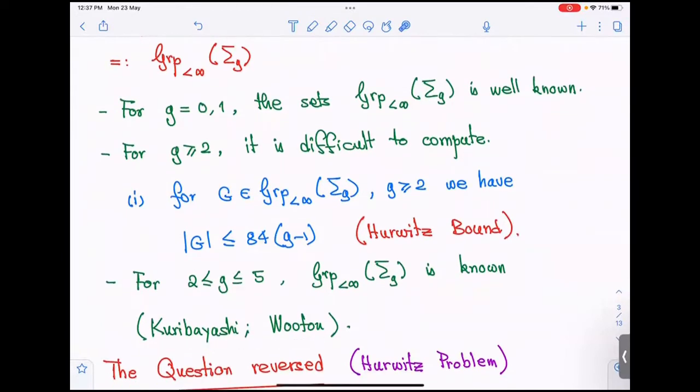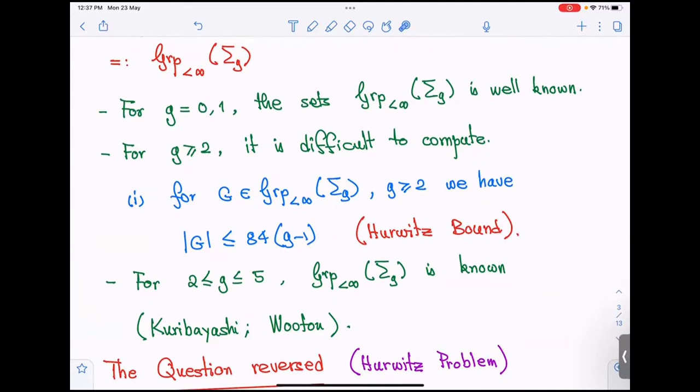I don't remember the years. Kuribayashi, and a separate paper by Wooten. They probably covered up to genus 4 in one paper, and then there was a desperate attempt to cover all possible groups, or list all possible groups, of genus 5. And at that point, people realized that this is a very big challenge. Like from 6 onwards, I might require several pages.